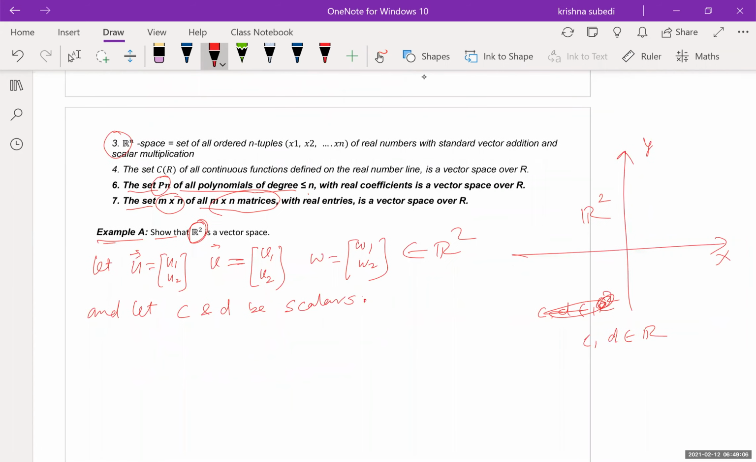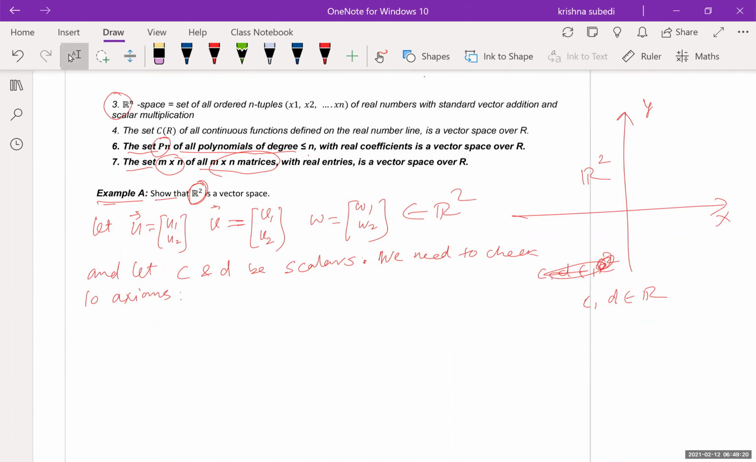And now we need to check those 10 conditions. All right. We need to check 10 axioms. If it satisfies all those 10 axioms, then this is a vector space. Otherwise, it is not. So let's work axiom number 1.